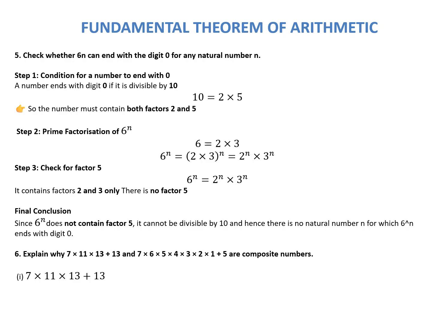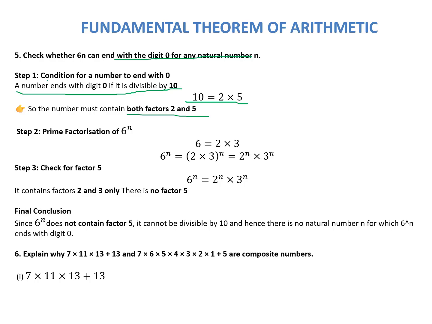So what we have to do is check whether 6 to the power of n ends with the digit 0 for any natural number n. So again we have to apply the same logic. Step 1, the condition for a number to end with 0. A number ends with 0 if it is divisible by 10, and for divisibility by 10 it has to be divisible by both 2 and 5. So the number must contain both 2 and 5 to be divisible by 10.